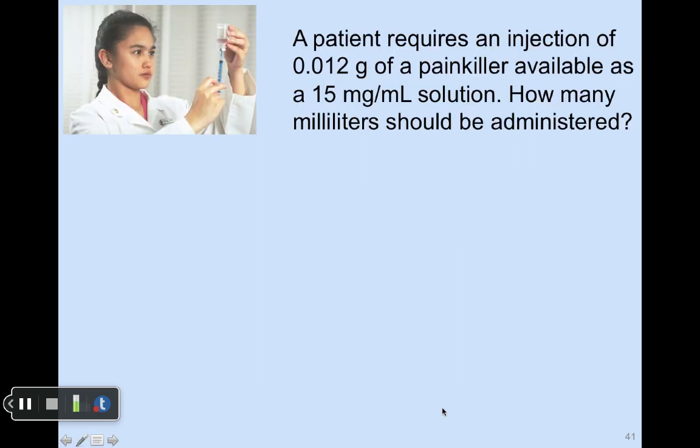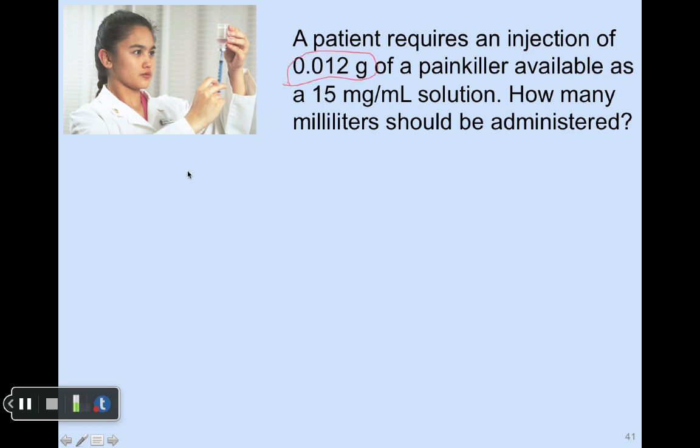This one is a little more interesting. It actually comes from one in the textbook. You may have seen it, but let's work it together. The patient is going to require a painkiller that's given as 0.012 grams. The solution that contains it is 15 milligrams per milliliter. How many milliliters should be given? So what do we have and what do we need? We're going to be trying to figure out what is our starting point and what is a conversion factor. Start with a value that is not a conversion factor.